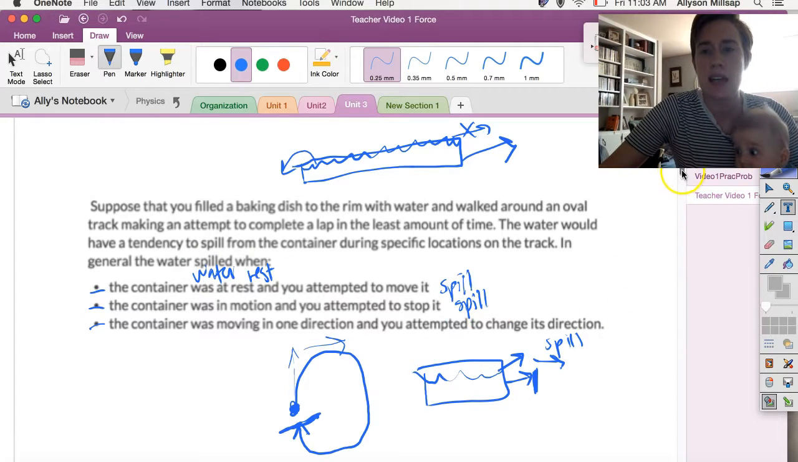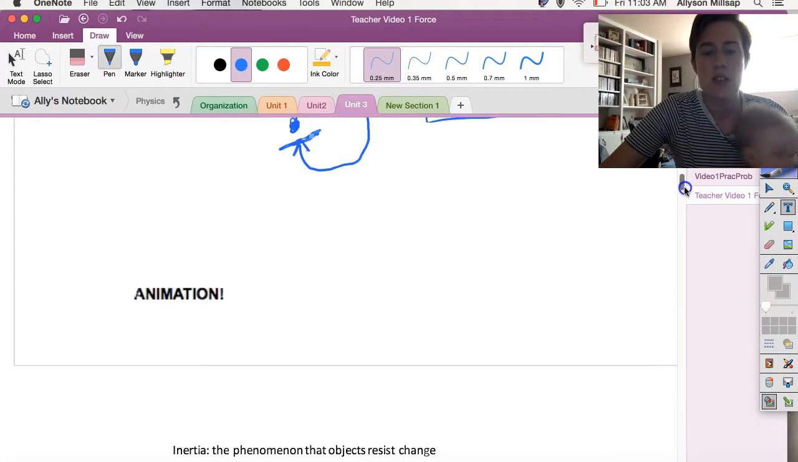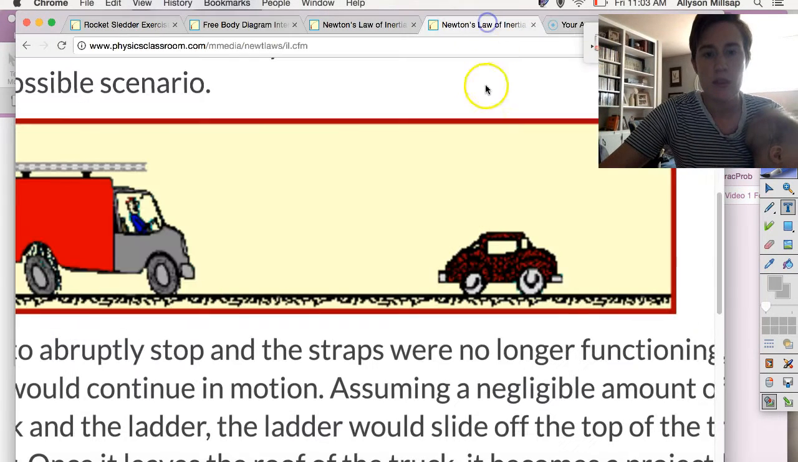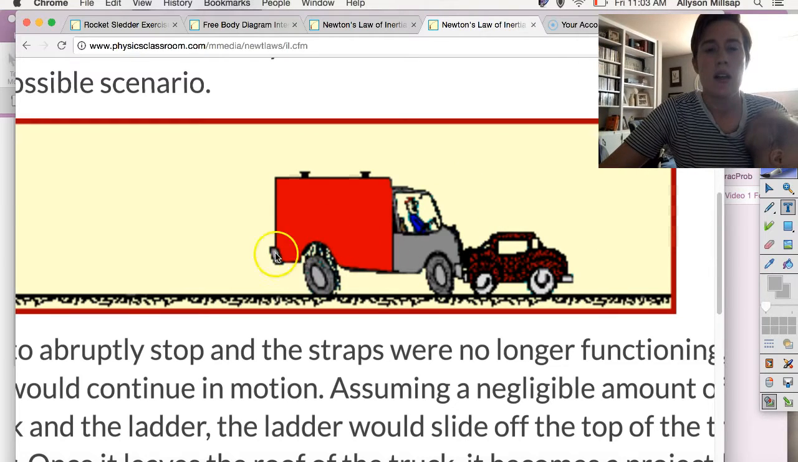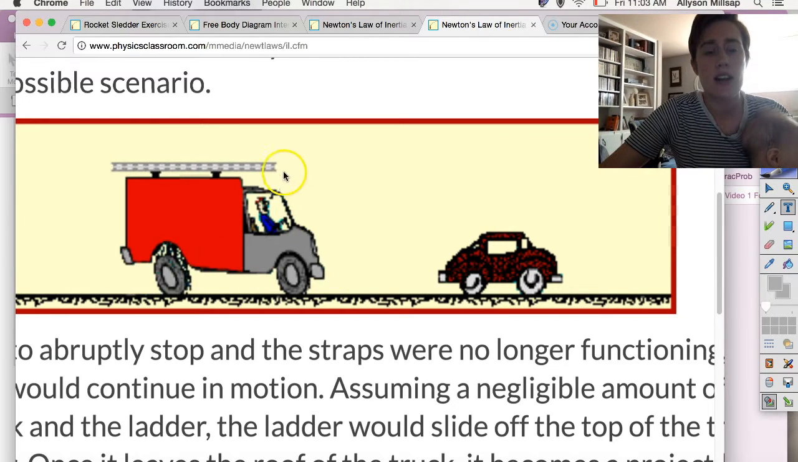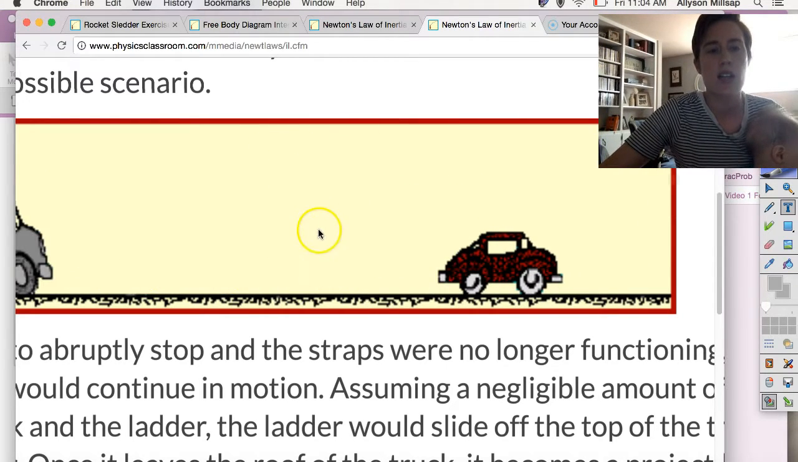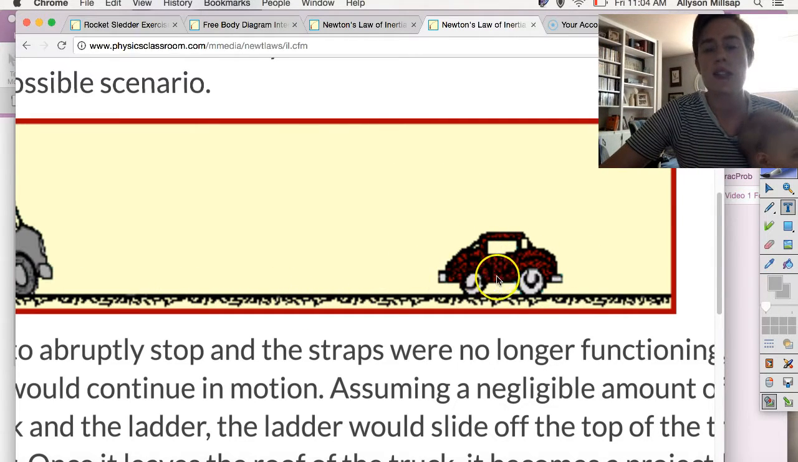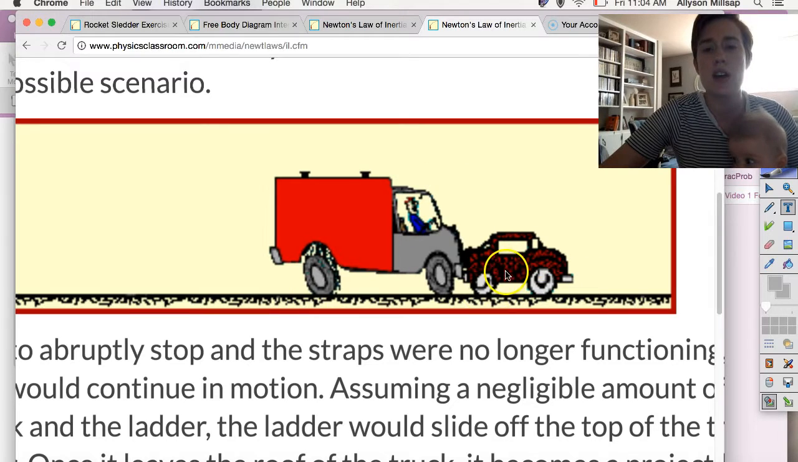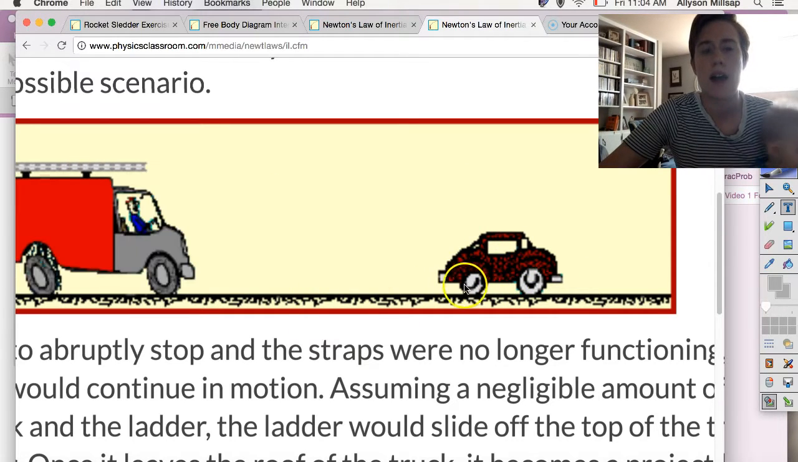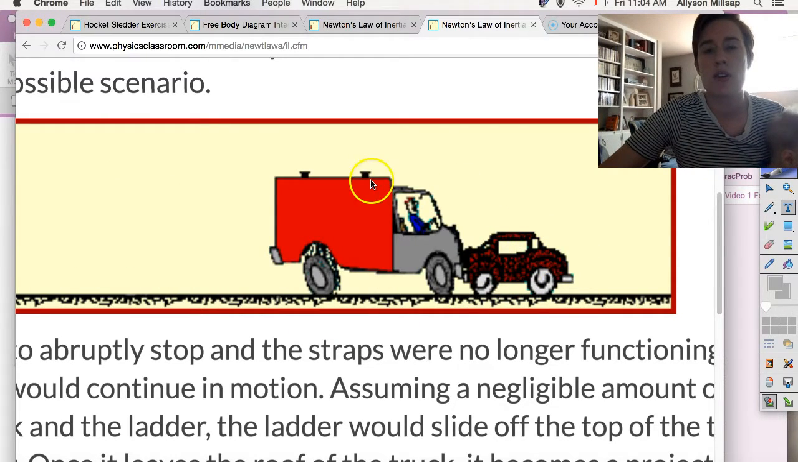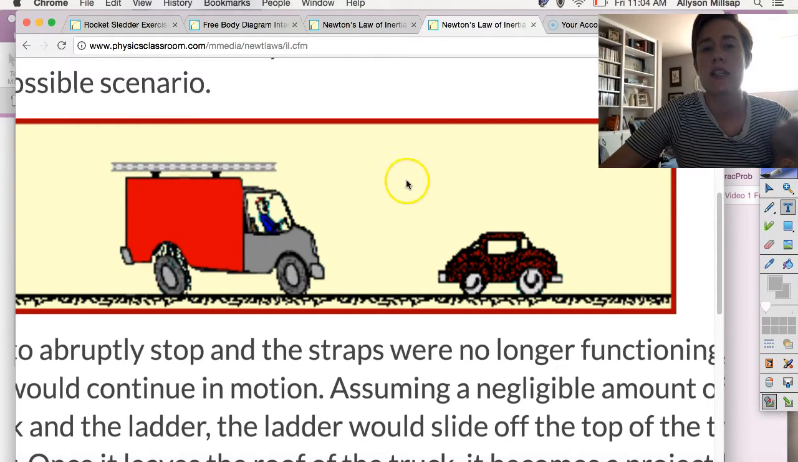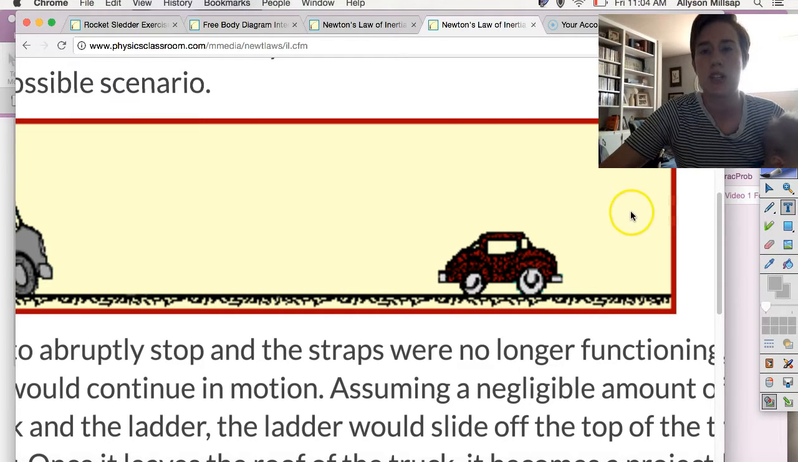So let's look at an animation of this so that you can see a little bit better what I'm talking about. In this example, there's a truck that has a ladder on top of the truck, and the ladder's not secured. When the truck hits the small car, the truck stops because the small car is an outside force stopping the truck. But there's no outside force stopping the ladder, so the ladder continues to move in its same direction, forward.